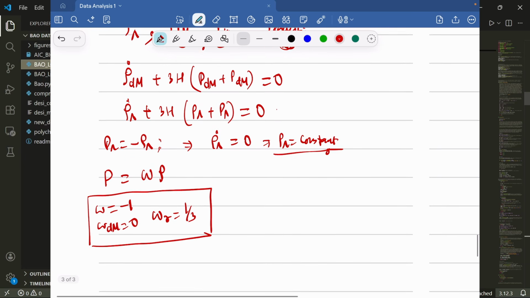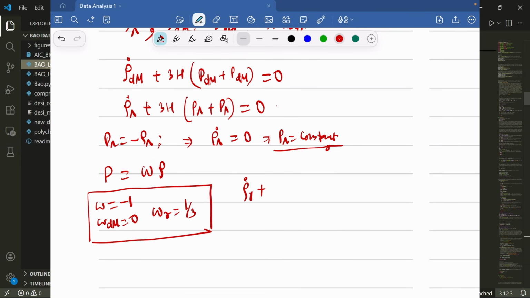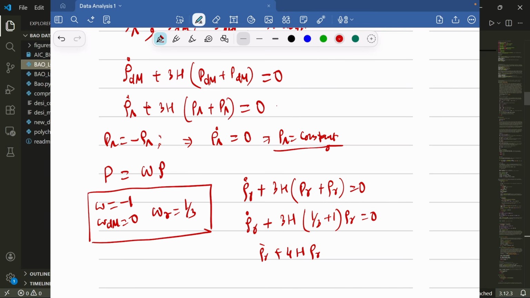All right, so we can also write for radiation rho r dot plus 3h (rho r plus p r) is equal to 0. So this becomes 3h, and if you use p equal to omega r times rho r with omega r equal to 1 by 3, it simply becomes (1 by 3 plus 1) times rho r. The 3 cancels out, and it becomes 4 rho r dot plus 4h rho r is equal to 0. This is the standard equation for radiation. This is the standard equation for dark matter and baryon. This is the equation for the cosmological constant.